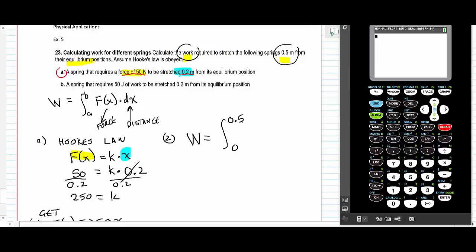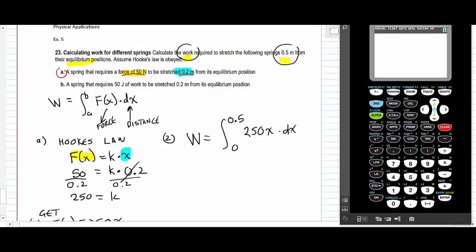What if we were compressing? What would we say? Negative. Okay, you've got to think of that. You're starting from equilibrium position, so it's 0 to something. Stretching is positive, compressing is negative. You've got to use those elements when you do that. And then your function is 250x, like we have, times dx, okay?